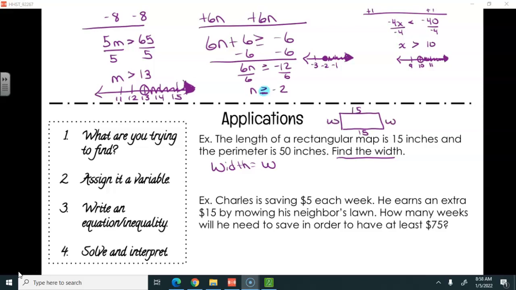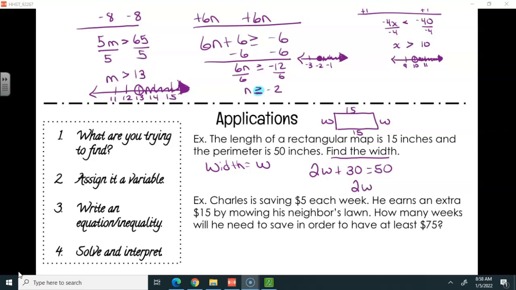And some of you, without even working this out, know the answer immediately. And great job. But I do want you to set up the equation and show me how you would do that. So we would have 2W plus 15 and 15 is 30 equals 50. Then, of course, we would subtract 30 and we get 2W equals 20. Divide by 2, so the width is 10. Okay, and like I said, some of you knew that immediately by looking at the problem.